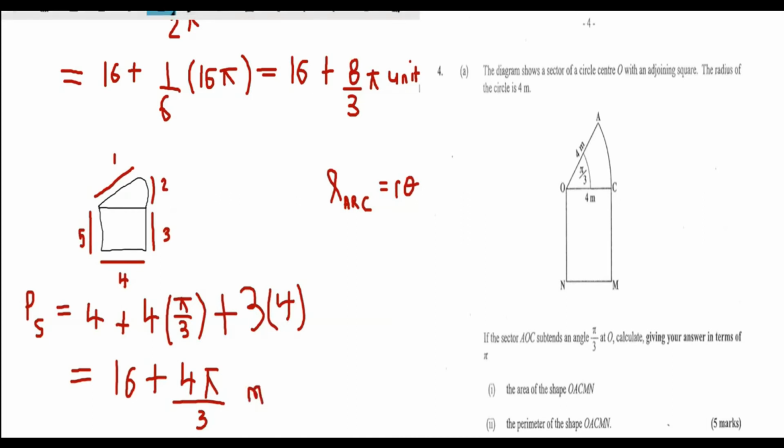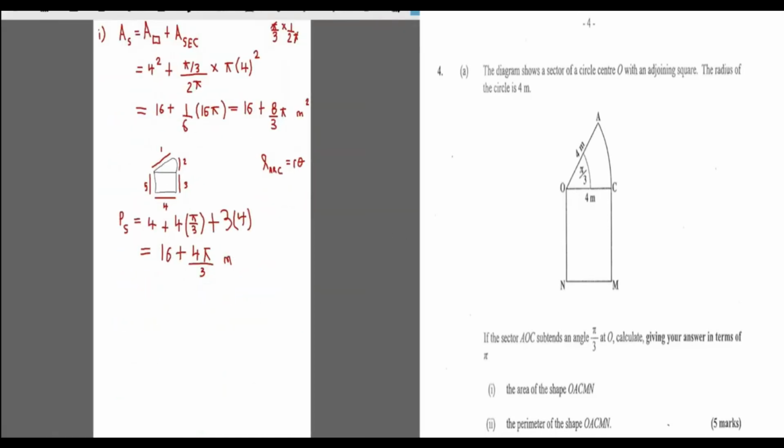No, I made a mistake right here. It shouldn't have been unit square. Since it's meters, it should have been meter square. So if you just want to correct that, you can write that area is meter square. That takes care of this part of the question.